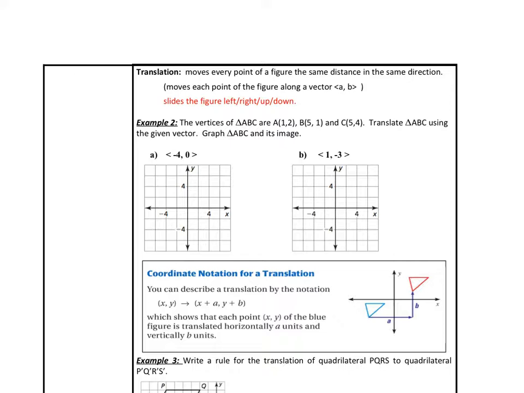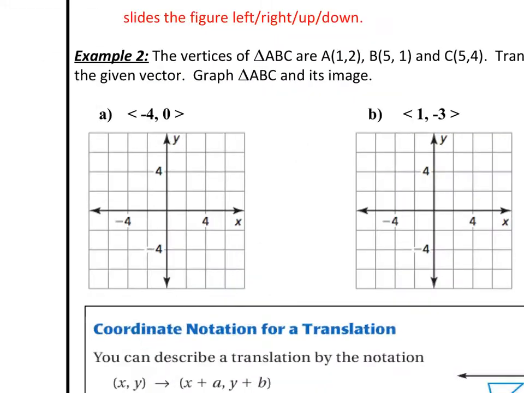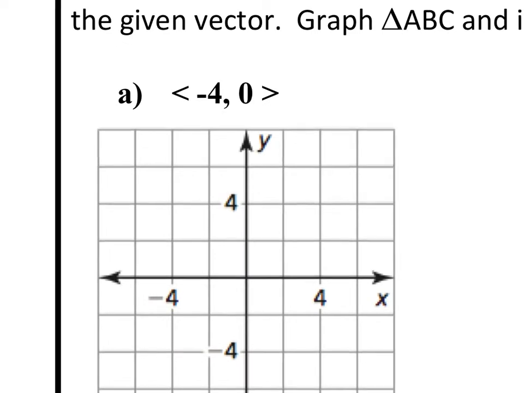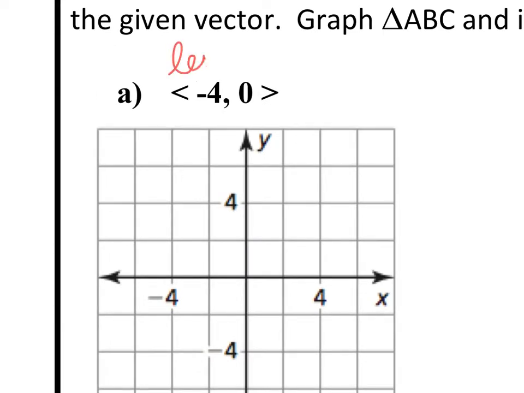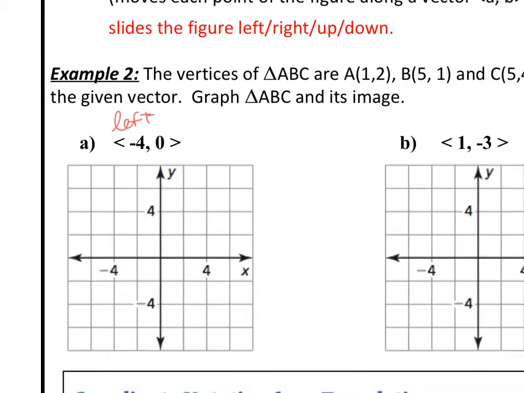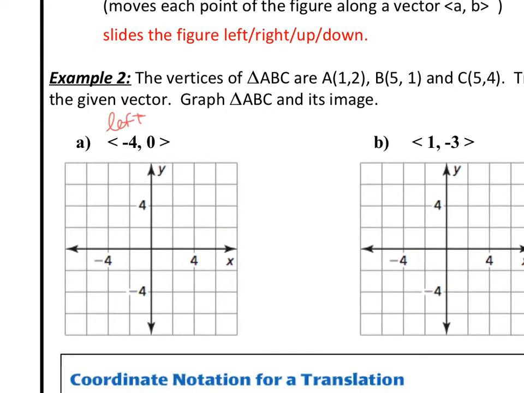Next, let's actually do some translations with vectors. So a translation again moves the figure; it's a slide, and it moves it left, right, up, or down. So this vector tells us to go left 4. And it doesn't tell us to go up or down because up or down is 0. We're going to graph triangle ABC. Since each square is worth 2, 1, 2 would be right here. 1 is halfway between, and that's A. You should label it. Go ahead and do the rest.